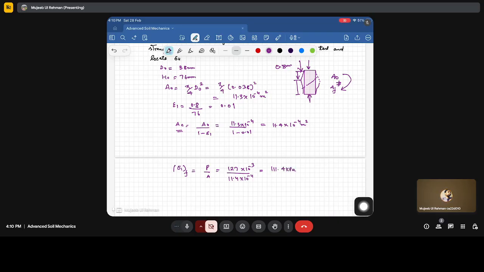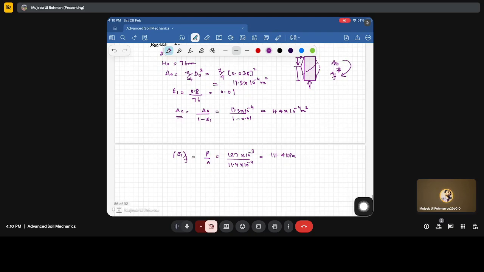Correct? Now, what is the undrained shear strength? Su is equal to sigma 1f minus sigma 3f divided by 2. Since it's an unconfined compressive test, sigma 3 will go to 0. So we are left with sigma 1 failure divided by 2, 111.4 divided by 2, which is around 56 kPa.